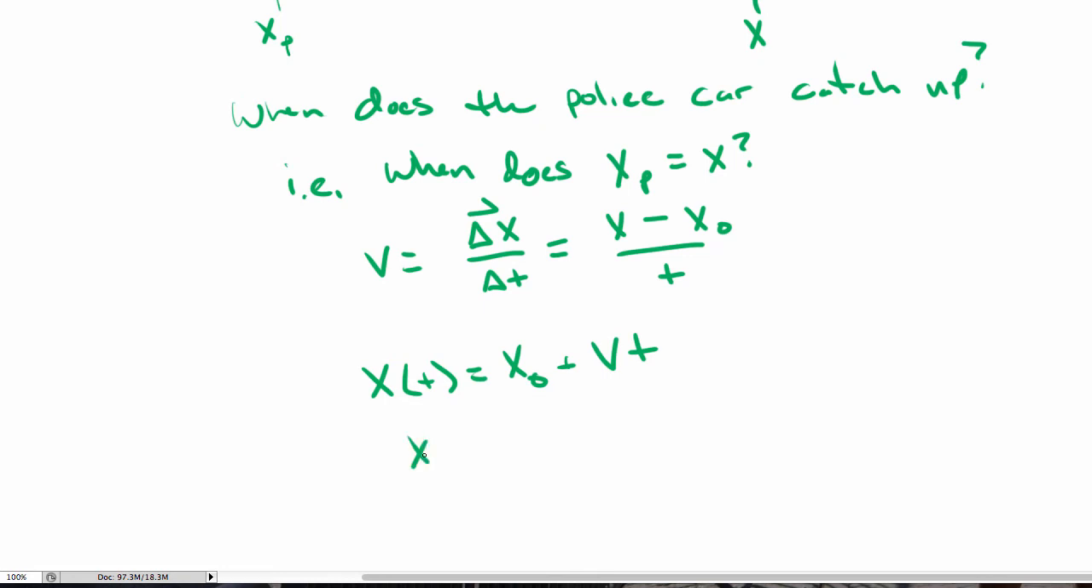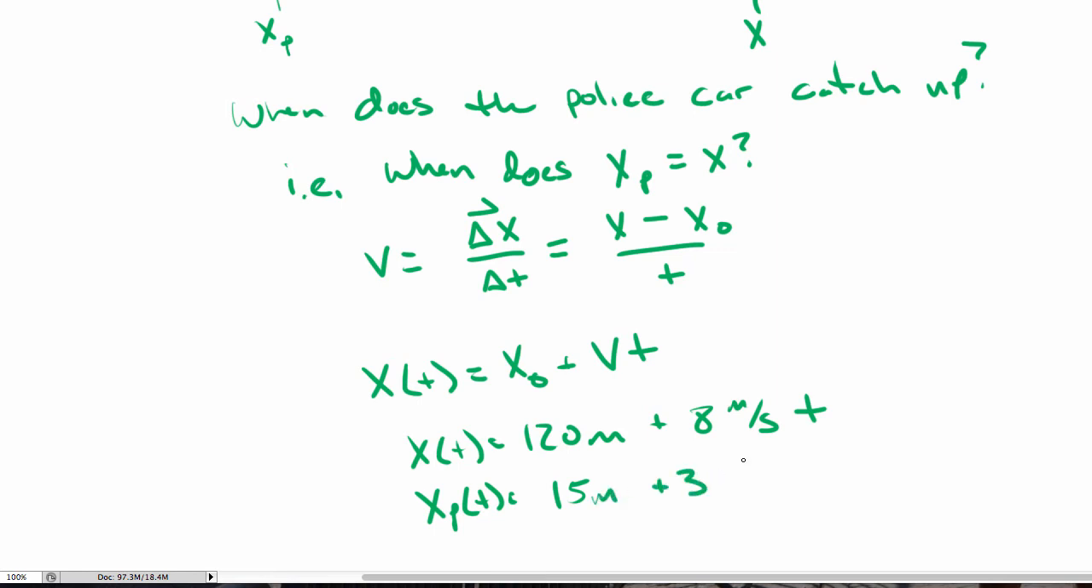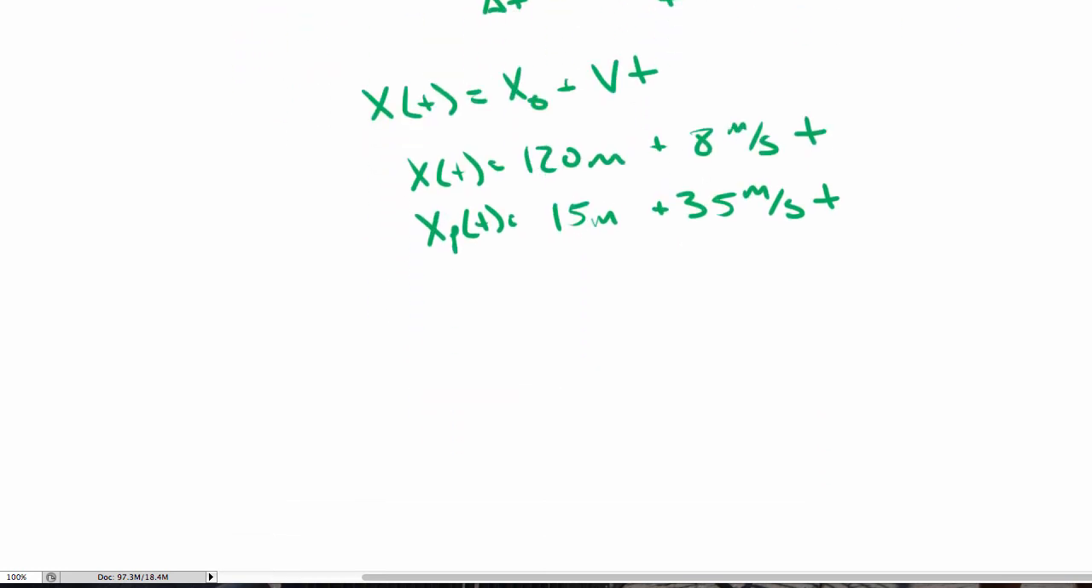So for your car, x sub t is equal to 120 meters plus the velocity, which is 8 meters per second, times the time, which I'm after, which I don't know. I want to know how long something takes to happen. And I can write down a similar equation for the police car, which is x sub p as a function of time is equal to 15 meters plus 35 meters per second times time. All right, so I have two equations here, and it seems like I have three unknowns. But remember, what I'm really after in this question is the amount of time it takes for x to equal x sub p. In other words, I want to know what is t when these two equations equal one another.